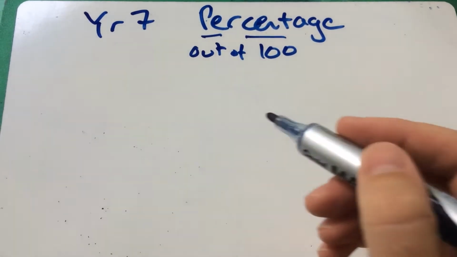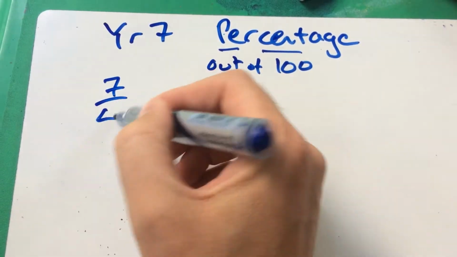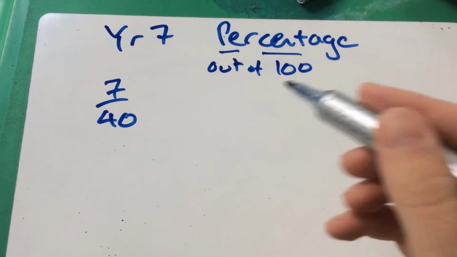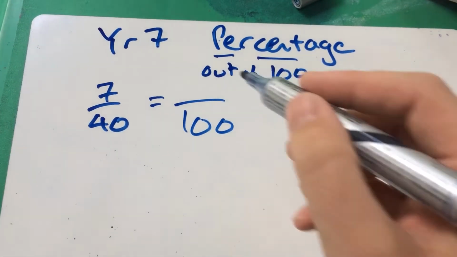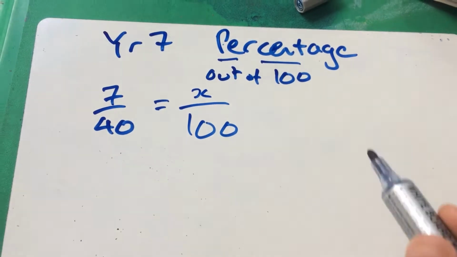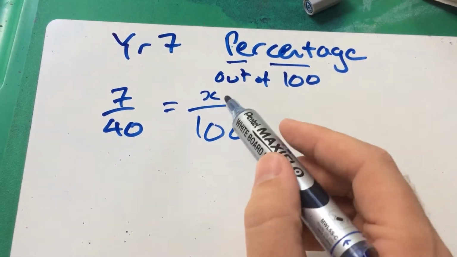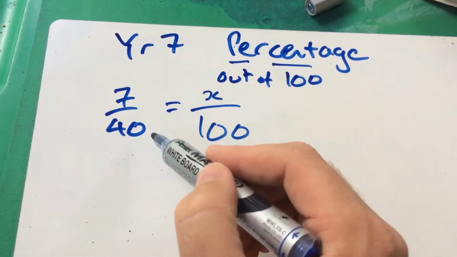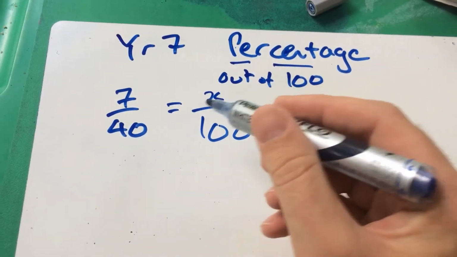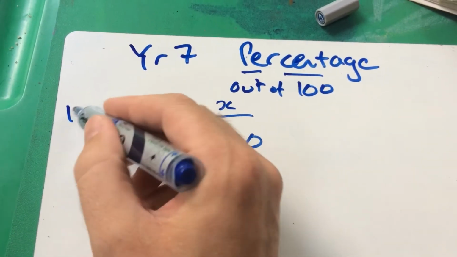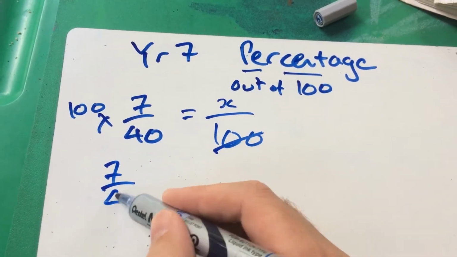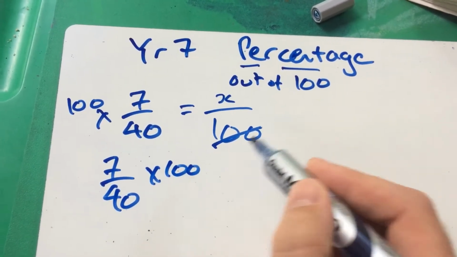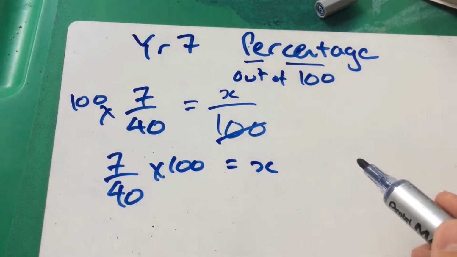So for instance, if you get a test score and you get 7 out of 40, you want to know what that is out of 100. So watch the fractions videos, especially on equivalent fractions. There's some number out of 100 that's the same as 7 over 40. So I'll multiply both sides by 100. And then you know that 7 over 40 times 100 will give you that amount, that percentage.